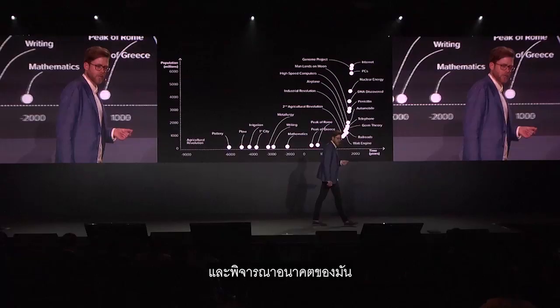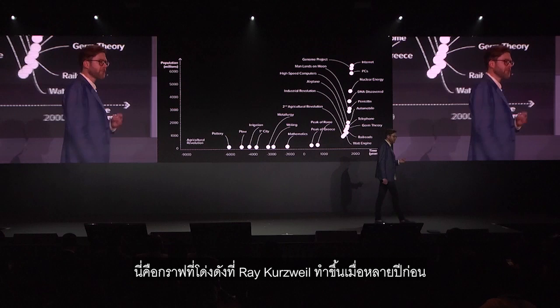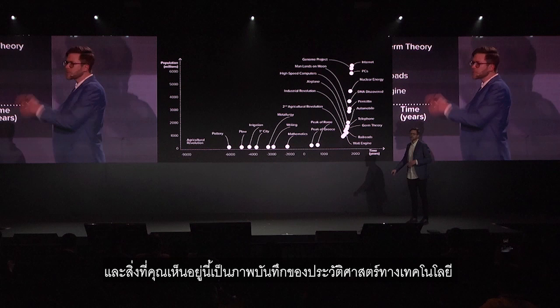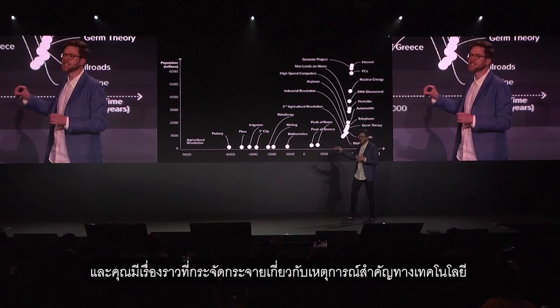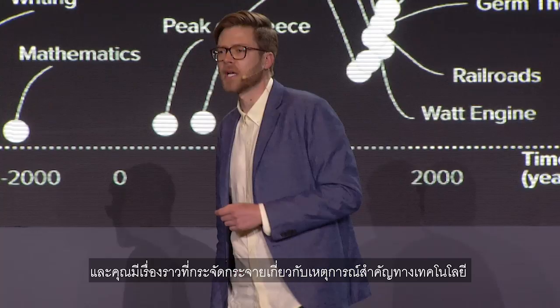This is a graph that's kind of famous that Ray Kurzweil produced some years back. And what you have here is kind of a snapshot of the history of technology. And I know it's reductive. It's obviously missing a lot of stuff. But what I want you to see is this. On one axis, you have time. On the other, you have population in millions. And you have a scatter plot of technological milestones.